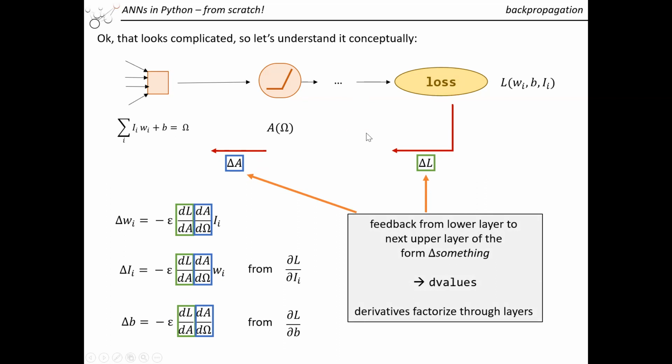The structure of the backpropagation is always that we receive an outer derivative from the previous layer, and we will call this d values. And then we multiply this with the inner derivative. For example, the inner derivative of A is delta A, and we multiply this with the outer derivative delta L. But delta A is the outer derivative with respect to the output of the neuron omega. So therefore, this factorization occurs by passing on the d values through the layer.